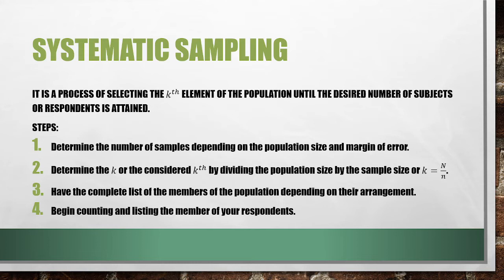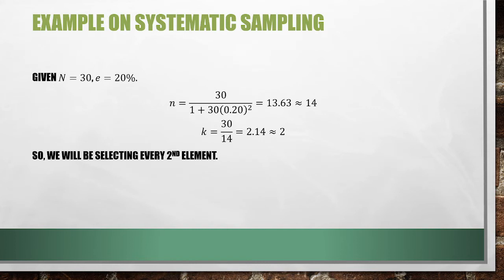Have the complete list of the members of the population depending on their arrangement. You may decide on whichever arrangement you want. It may be alphabetical, it may be random. Okay. Then begin counting and listing the members of the respondents. So for example, I have here an n equal to 30. Our population size is 30. Then we have here a margin of error, which is 20%. So if we compute that using Slovin's formula, we will have here 14 respondents for the 30.